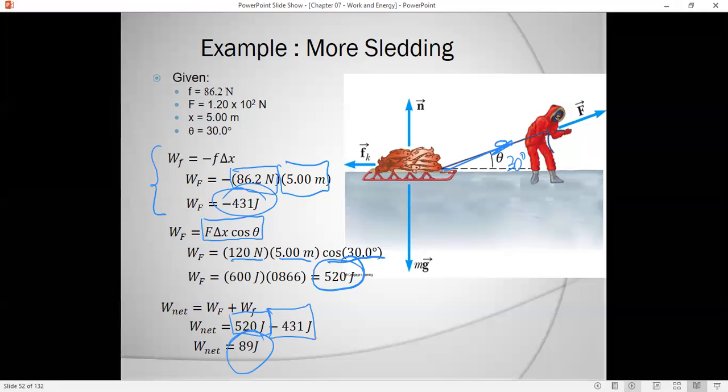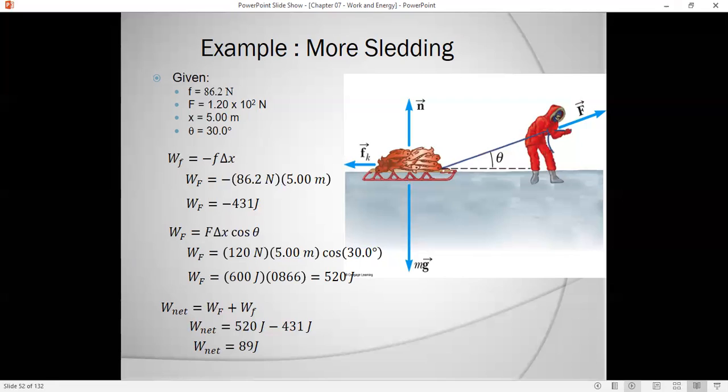Okay, so this is an interesting problem in that it combines what we've already learned from statics and doing dynamics problems, and it combines that with our concept of work.